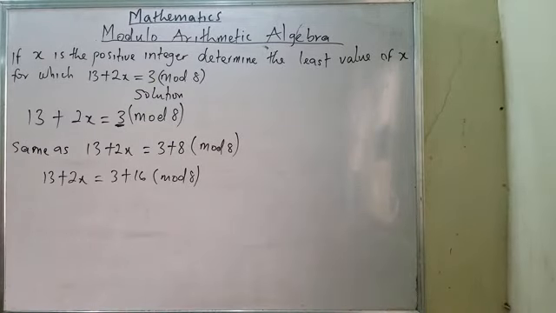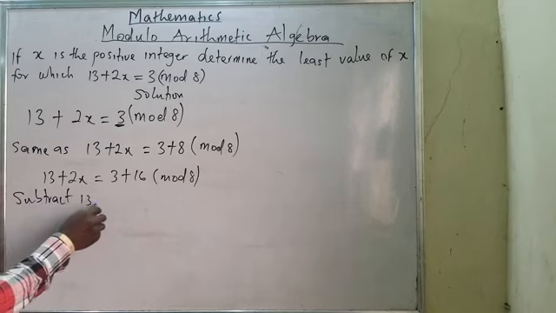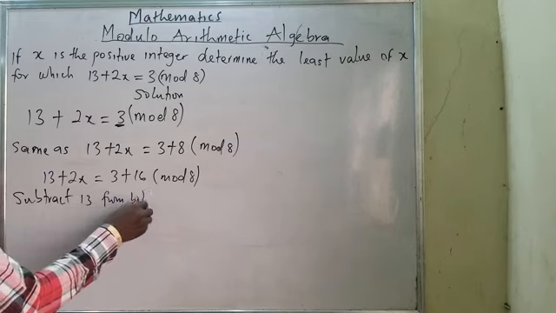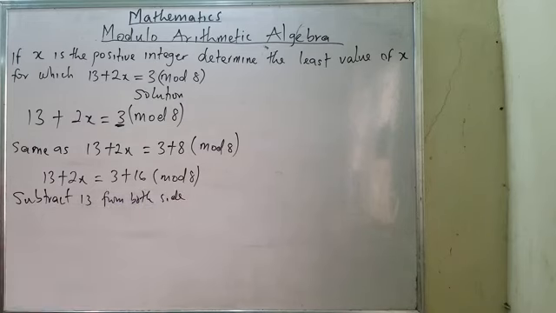Okay, what next can I do? I can now take away, or subtract, 13 from both sides. At this point, subtract 13 from both sides. What can I do if I subtract 13 from both sides?